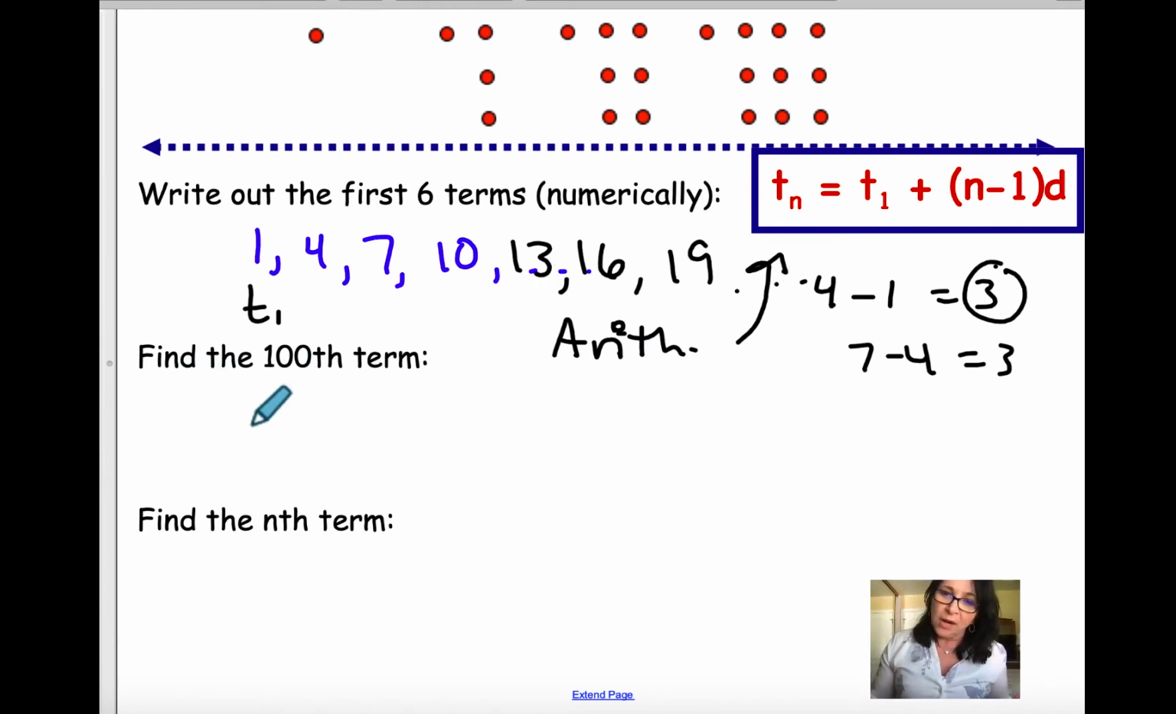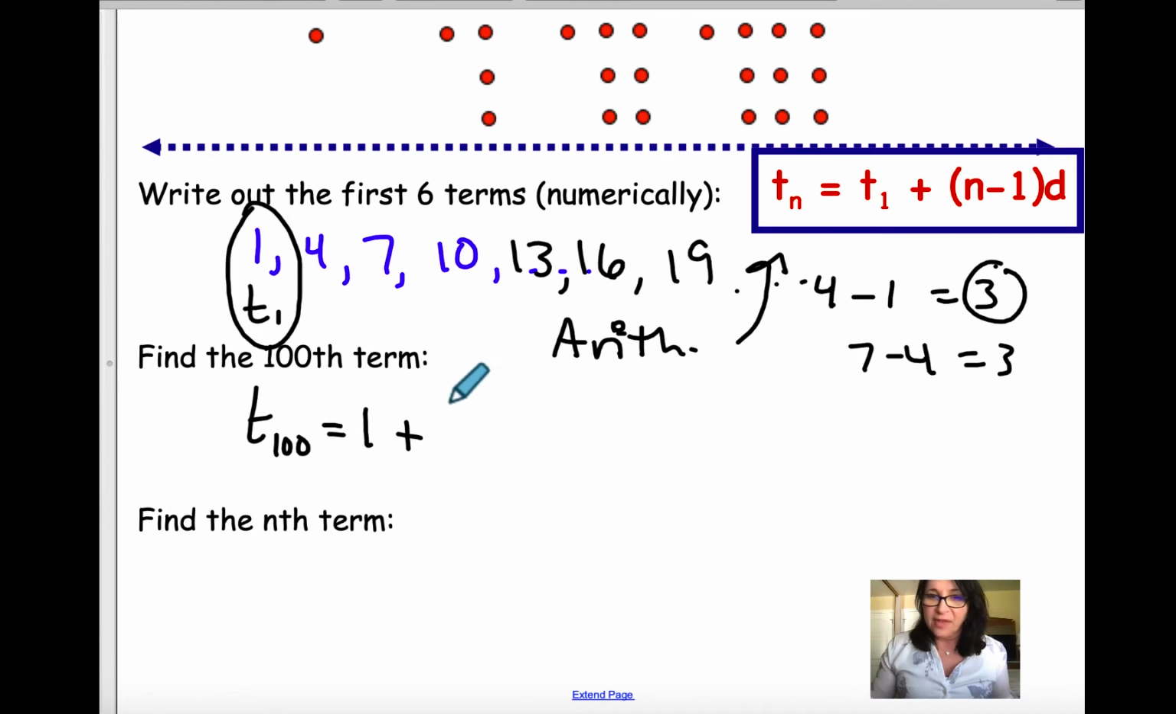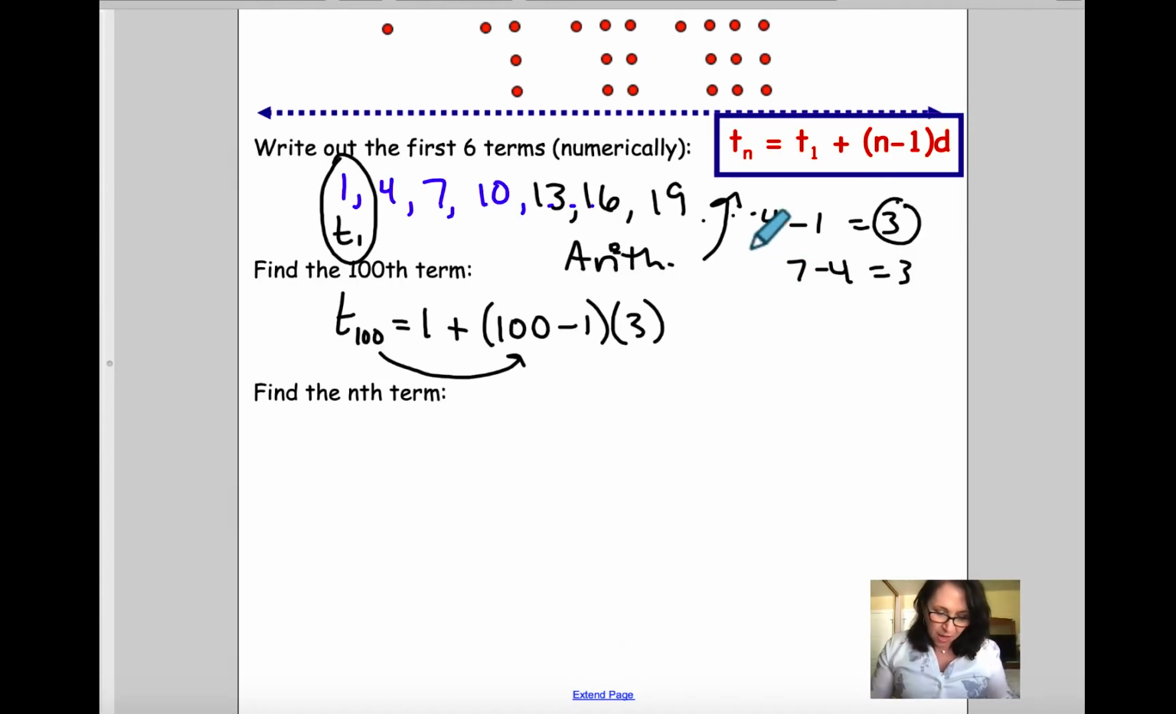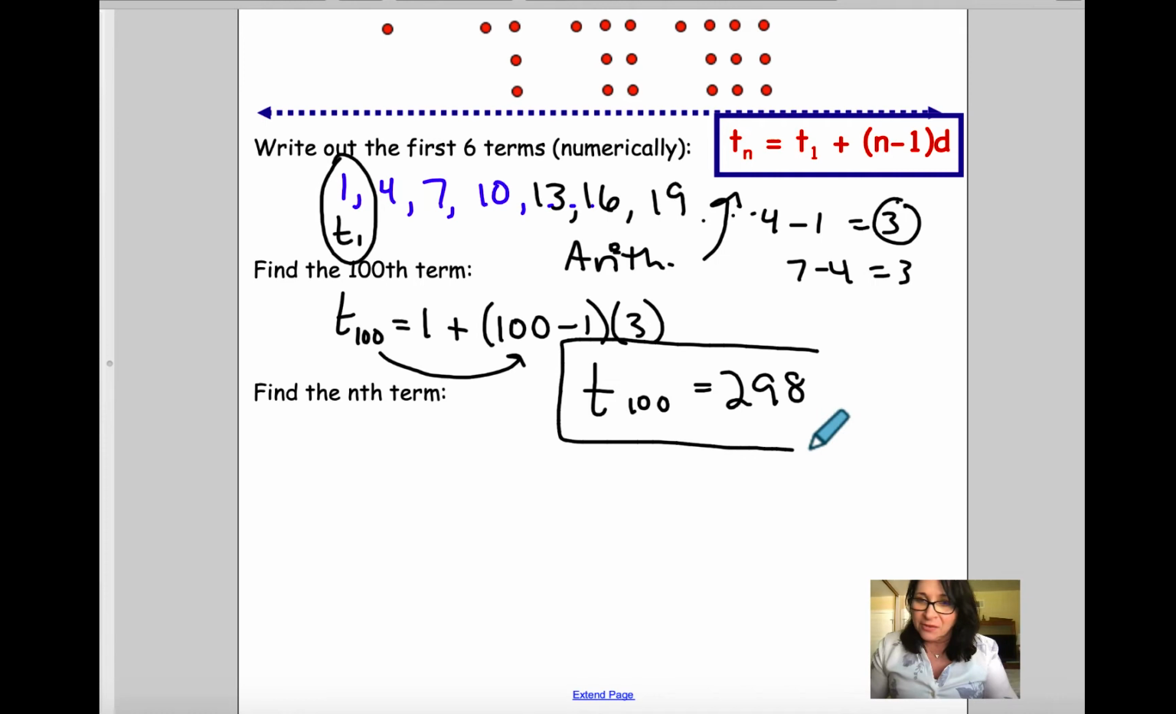If I want the 100th term, I'm going to say T of 100 is equal to the first term, which is 1, plus n, being the 100th term, minus 1 times my common difference. For this problem, 100 minus 1, that's 99. 99 times 3, and then add 1. I know we did this in class, so we get 298. And that's it.